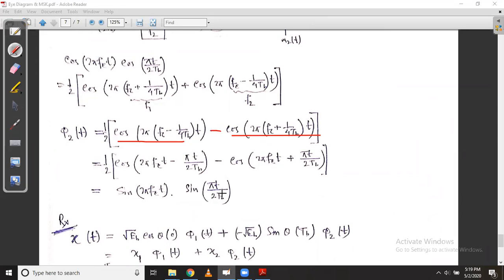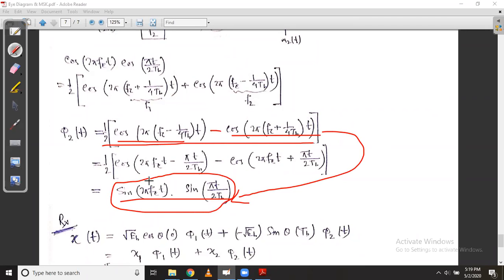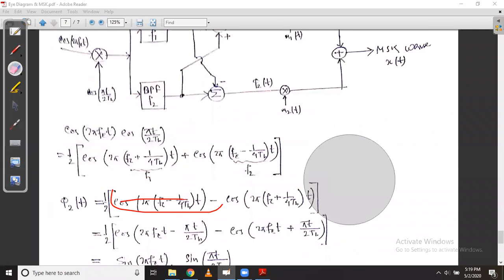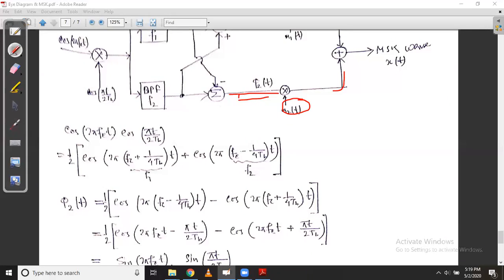So now this one minus this one, minus term is there. Again we are using a trigonometric identity; you check out all these identities. 2 sin A sin B is nothing but cos of (A minus B) minus cos of (A plus B). So this will finally give you this term. This term is, suppose, phi 2(t), coming at the lower part of the transmitter here, multiplied by message bits, added with the upper part, and finally we are getting this one.